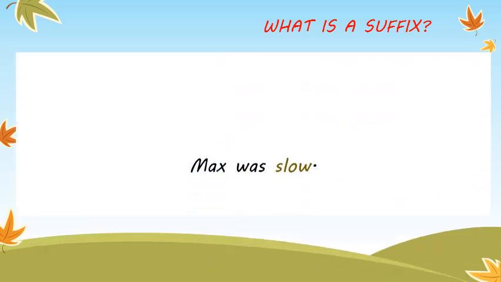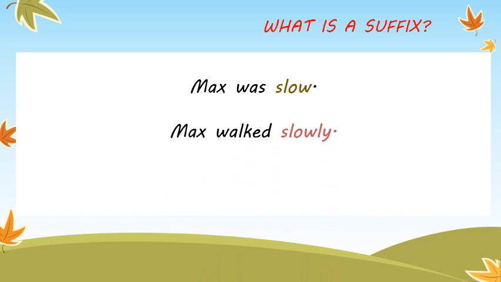Example: Max was slow. This "slow" refers to Max. But Max walked slowly. This does not refer to Max, but refers to how Max walked. The action was done slowly. Or we can say, Max was walking slowly.